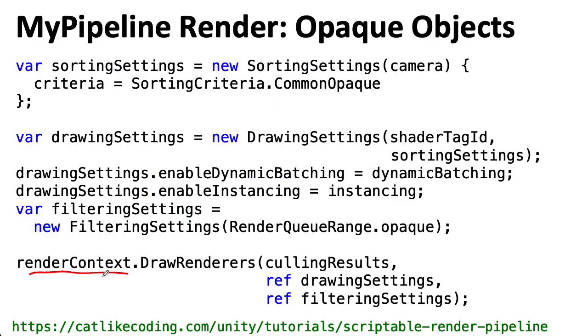Okay, finally we draw some objects. We ask our Scriptable render context to run this DrawRenderers method. The culling results variable is going to contain all of the various bits of information about the objects we need to draw, and it also is going to need drawing settings and filtering settings. These are structures, and for efficiency, instead of passing these by value, it uses ref to pass them by reference.